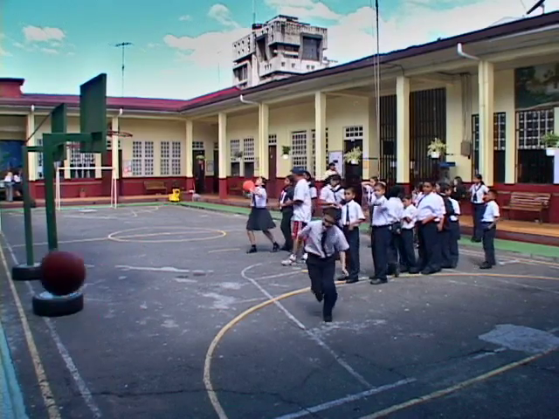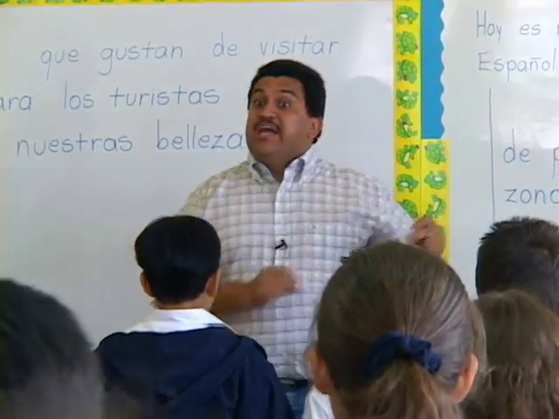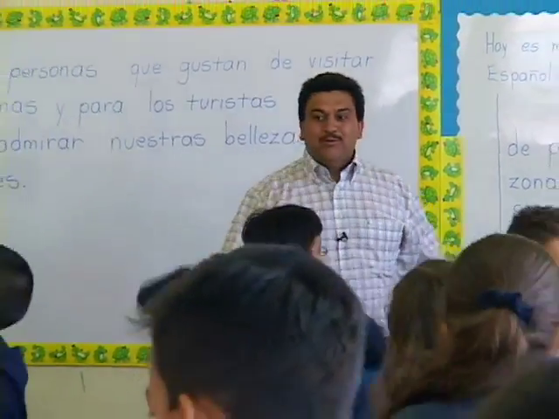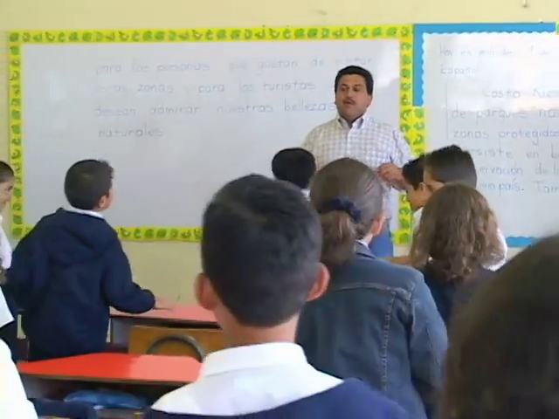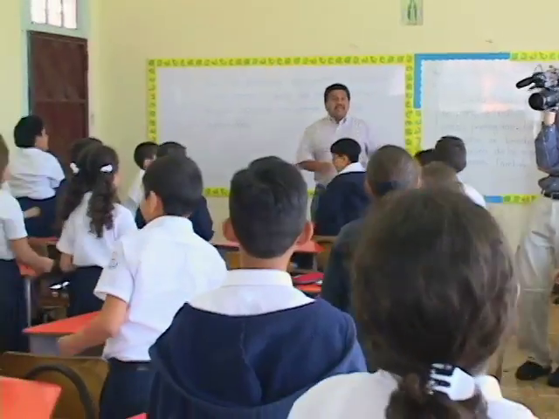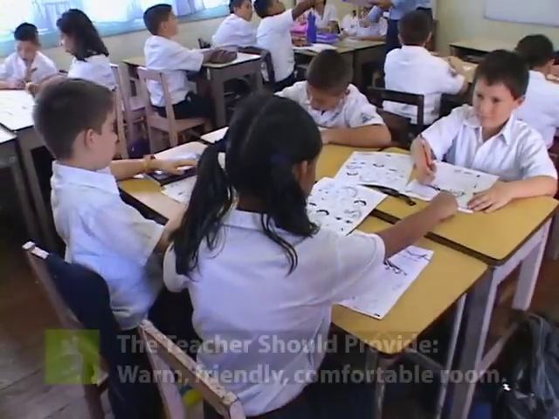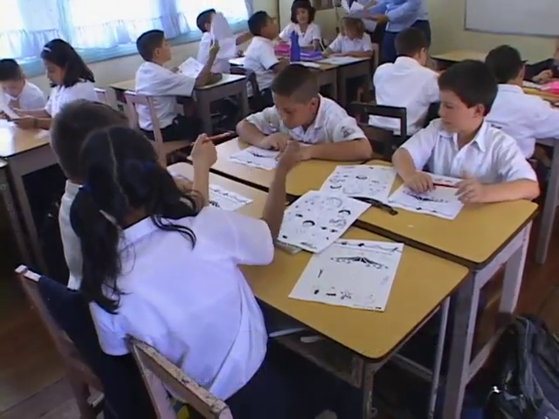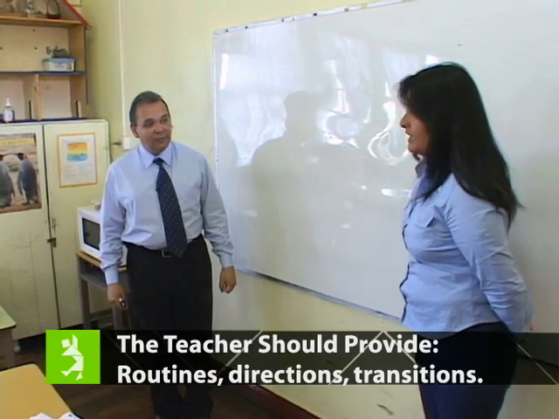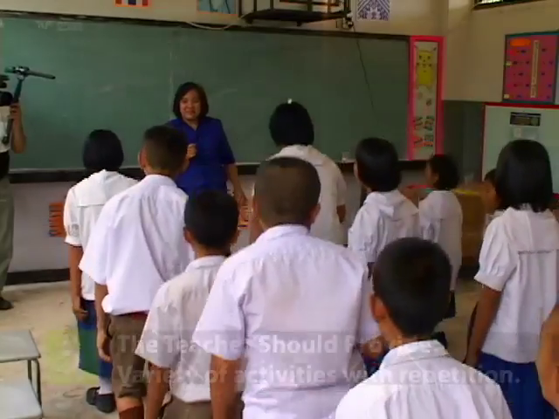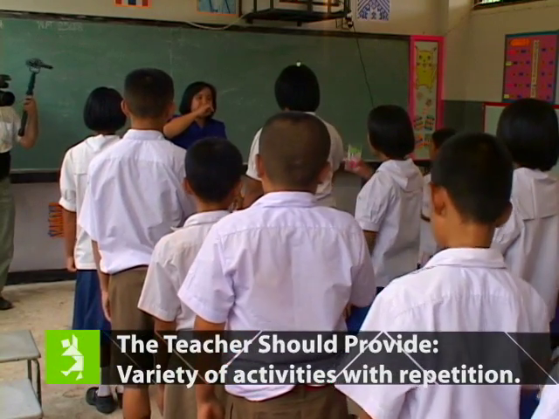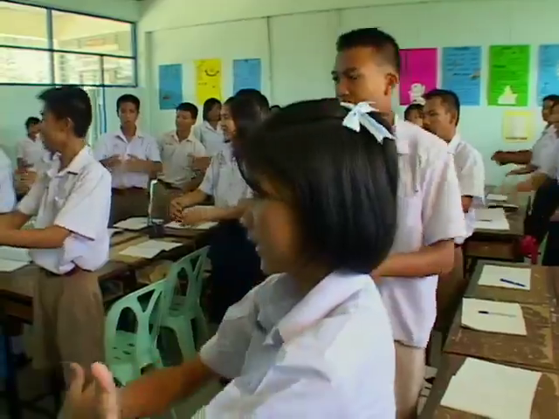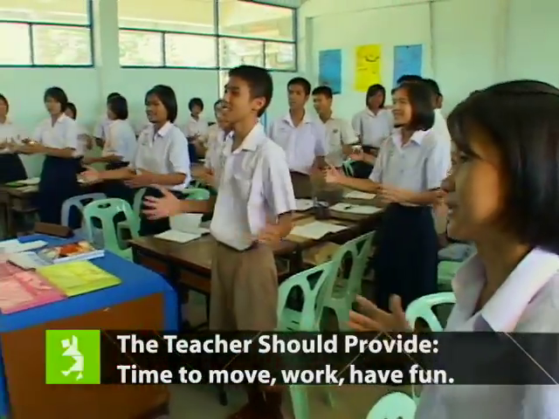Module Focus, Introduction. The focus in Module 12 is on teaching younger learners. In the class you saw at the beginning of this module, the teacher used a song to start the class and get learners to focus. This is an effective management technique for younger learners. For younger learners, a teacher should also provide a warm, friendly, and comfortable classroom, clear and simple routines, rules, directions, and transitions, a variety of activities and types of participation with much repetition, holistic use of language, opportunities to physically move around, to work together, and to have fun.